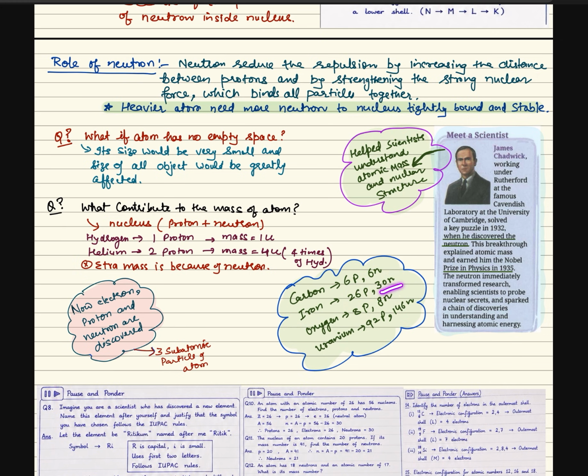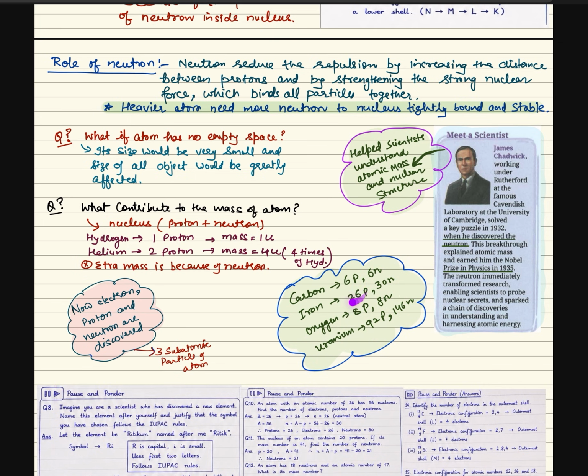Okay, why? Because the neutrons are more here. I can say proton and electron should be equal, but here neutrons are more. So that's why neutrons are more here. Now oxygen has 8 protons, 8 neutrons. Uranium has 92 protons and 146 neutrons.